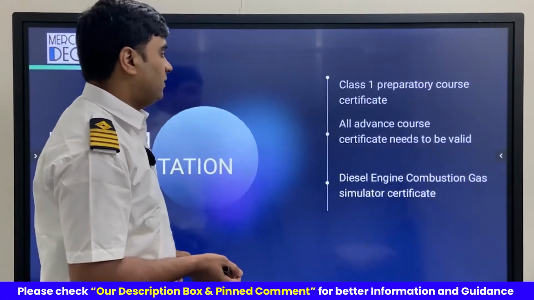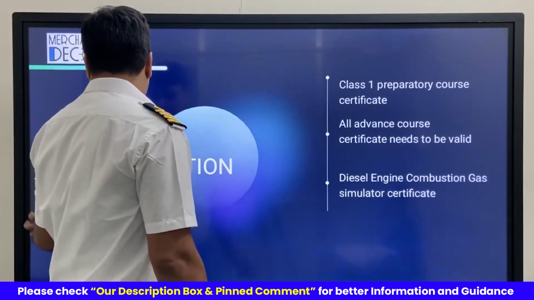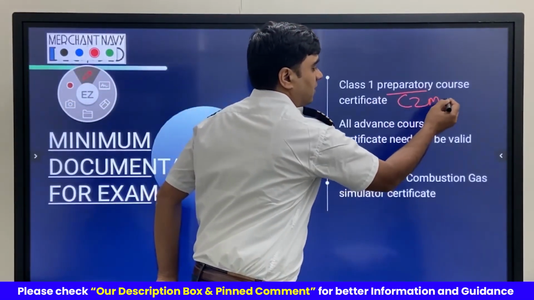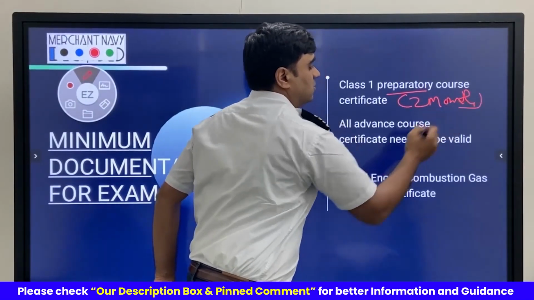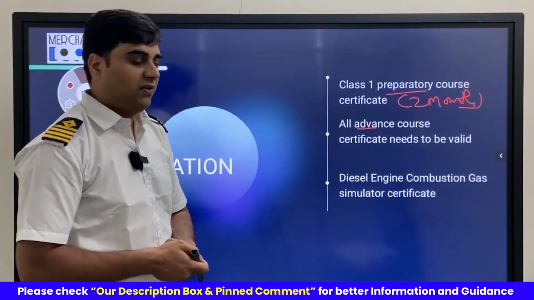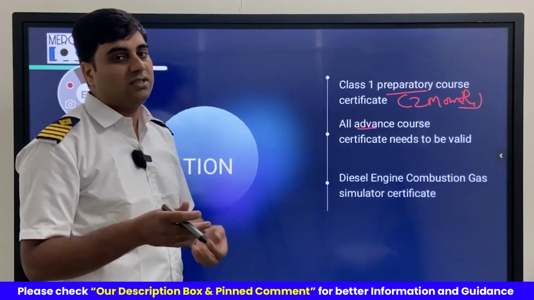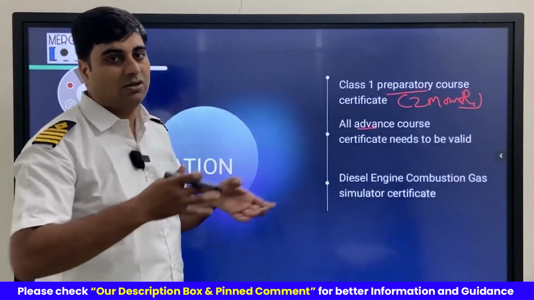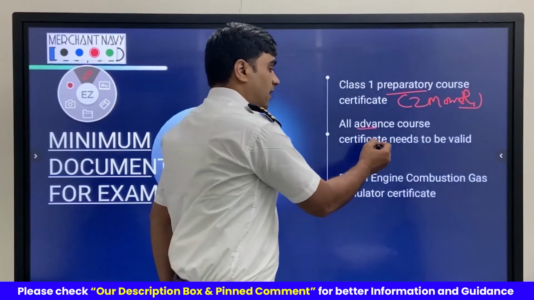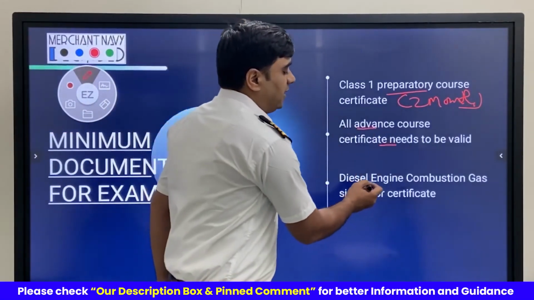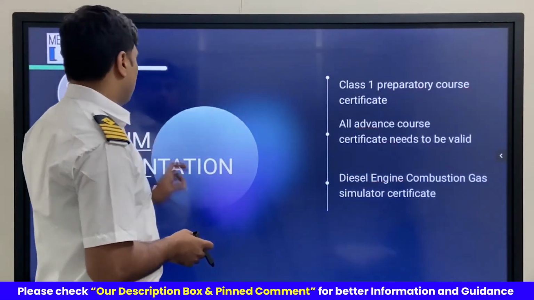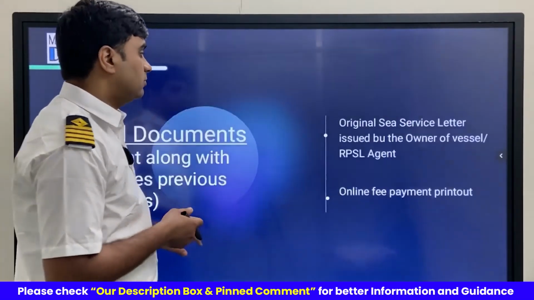Apart from that, you need to have the preparatory course, the 2 months, right? We already know this. So we need to have the preparatory course, and as we said, all the advanced certificates should be valid. Otherwise, before they issue the COC, you will have to do them. So it's better that you finish all these clerical jobs beforehand, so that you do not get any deficiency, right? Certificates need to be valid. And then your diesel engine combustion gas simulator course, right? This is the only course that we are supposed to do.